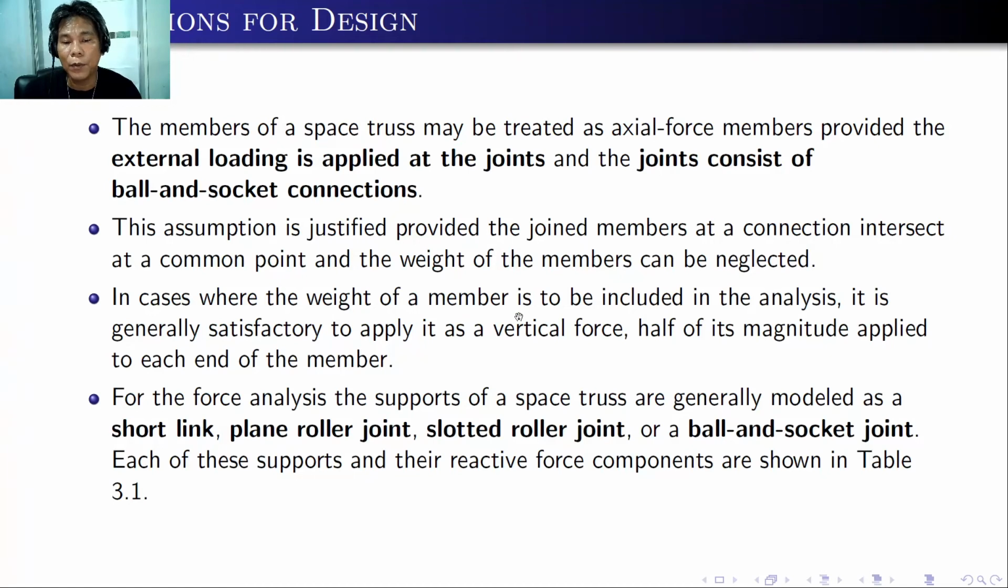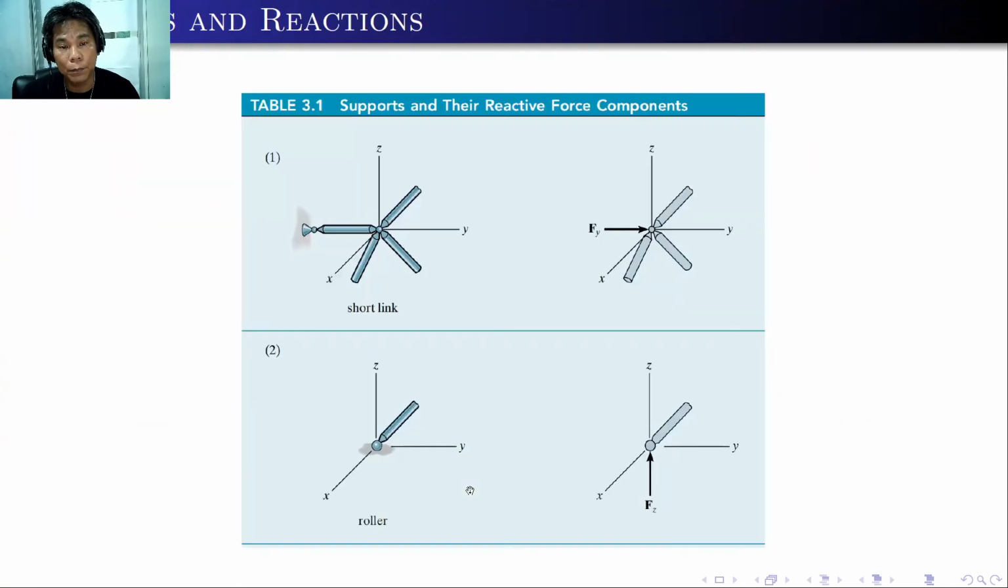In cases where the weight of a member is to be included in the analysis, it is generally satisfactory to apply it as a vertical force, half of its magnitude applied to each end of the member. So for the force analysis, the supports of a space truss are generally modeled as a short link, a plain roller joint, a slotted roller joint, or the most common, the ball and socket joint. Each of the supports and the reactive force components are shown in the next table.